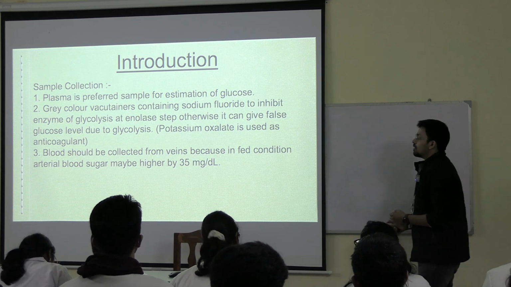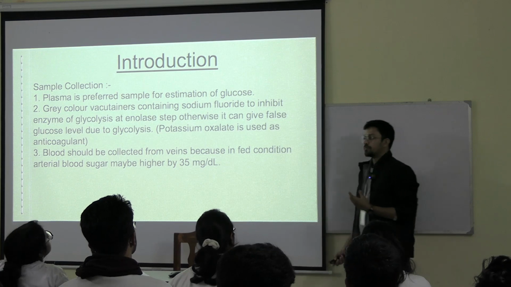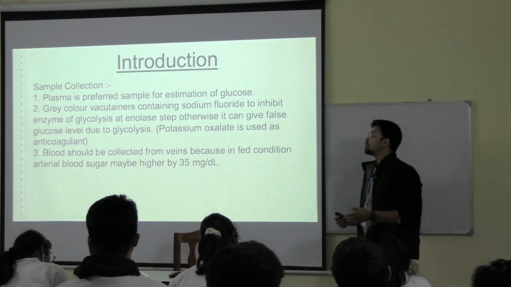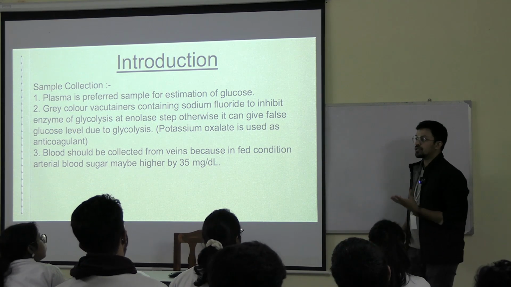Okay, now which portion of the blood are we using? As soon as you take the blood sample from the patient, there are 2 components. One is the blood cells and the other is the plasma, which is also known as the serum.